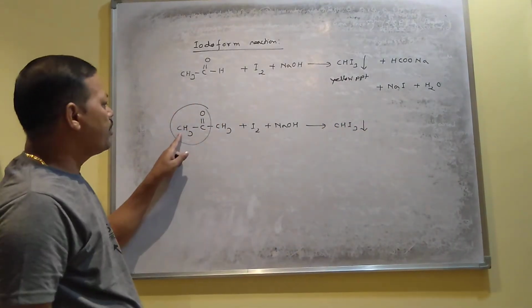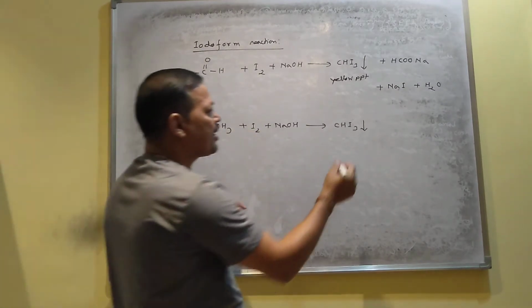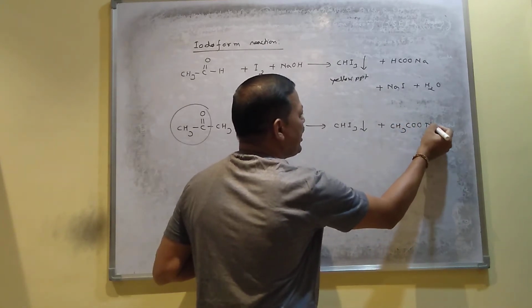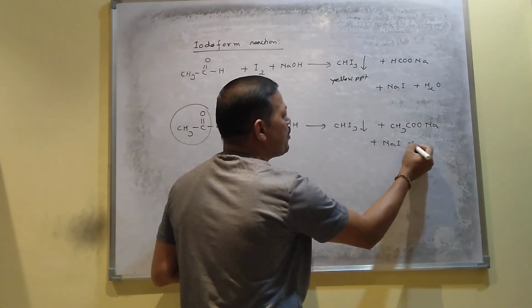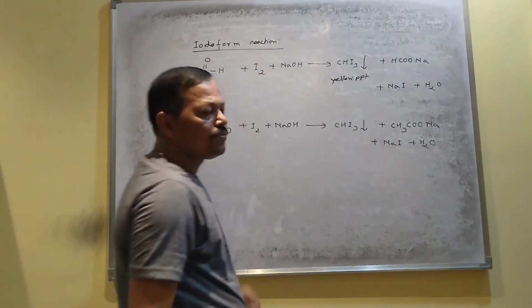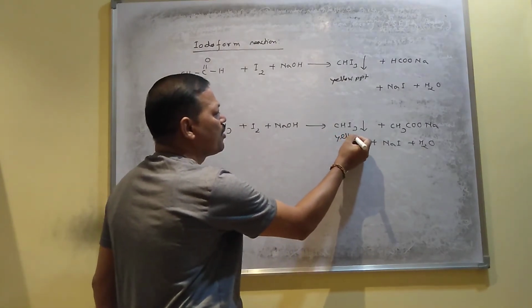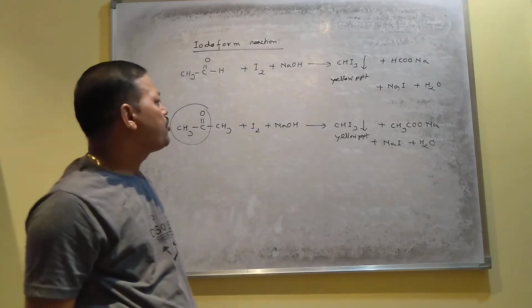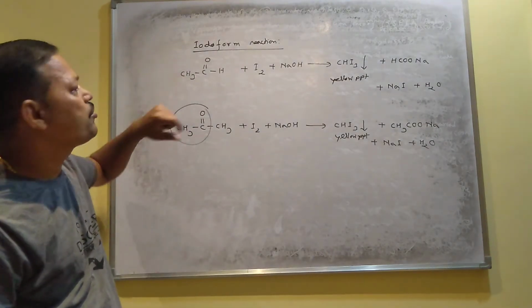So one carbon produces the iodoform, another 2 carbons are left. So these other 2 carbons will form the salt CH3COONa, I mean the sodium salt of acetic acid, and the side products will be sodium iodide and water. And this compound gives the yellow precipitate.